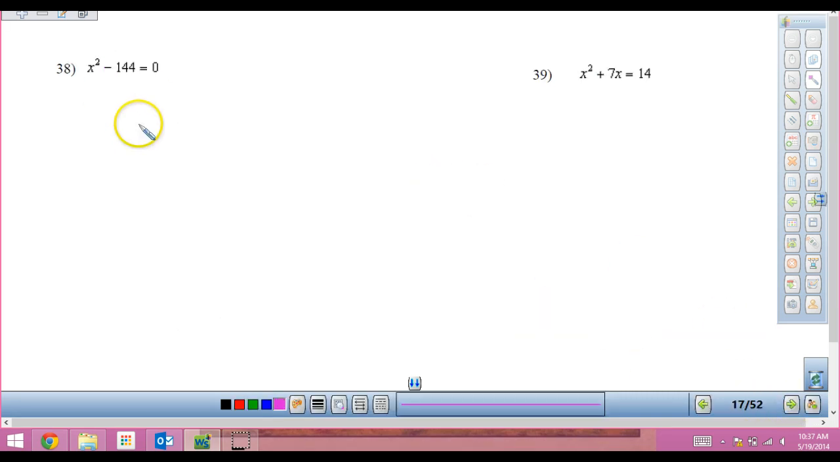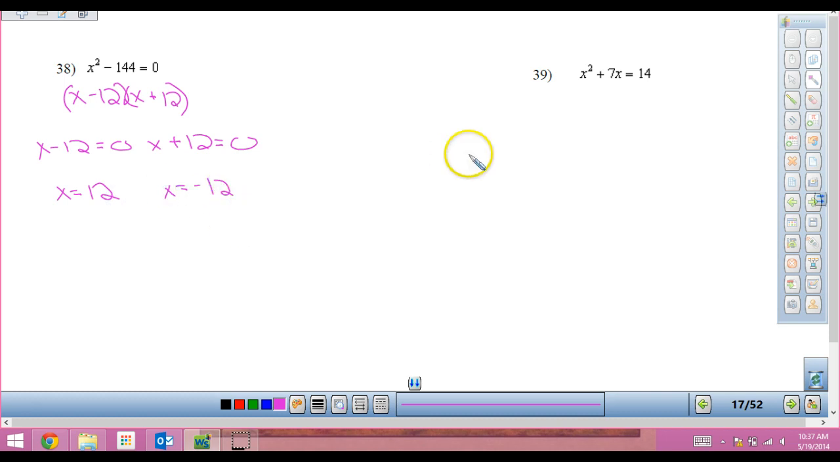Okay, 38. This one we should be able to factor into the difference of two squares. So x square root of 144 is going to be minus 12, and x plus 12, set them equal to 0. So x minus 12 equals 0, x plus 12 equals 0, so x equals positive 12, x equals negative 12.